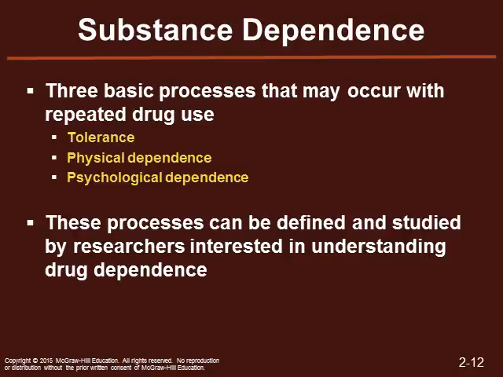Now, when we talk about what makes a person dependent on a substance, we have some basic processes that we're looking for. These are things that occur with repeated drug use. The first one is tolerance, and then we're looking at physical dependence and psychological dependence. Now, all of these can be defined and studied much more carefully than a broad term like addiction, and they are all able to be measured in a more precise way.